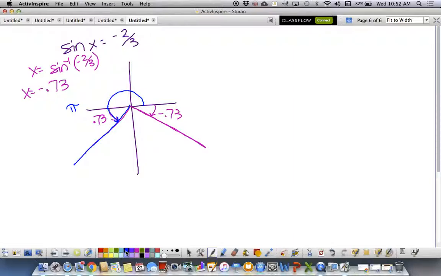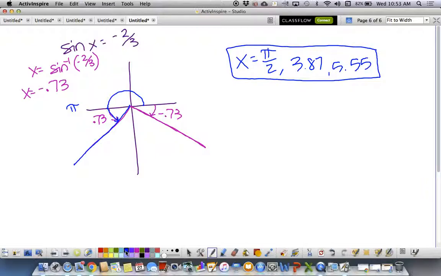So your x's, your answer for that problem: x is pi over 2, x is 3.87, and x is 5.55. There were only 3 answers.